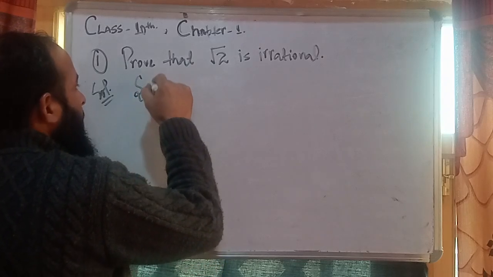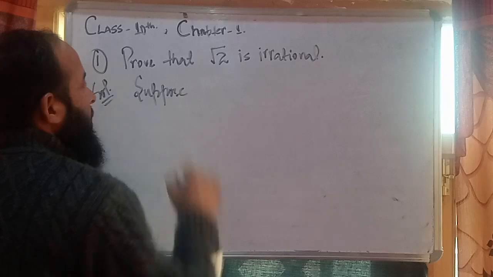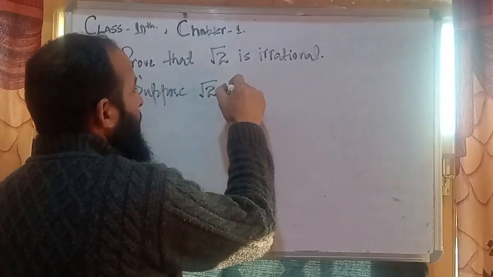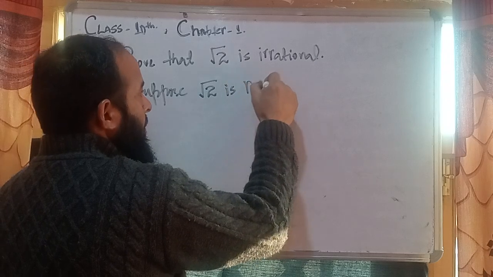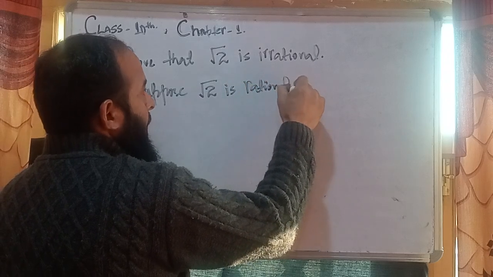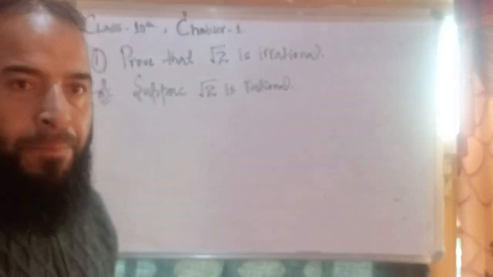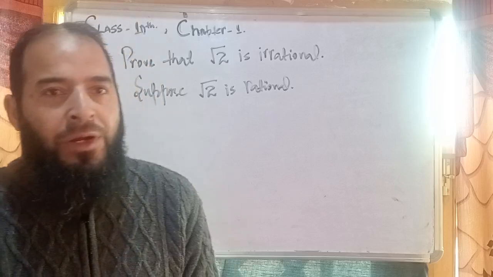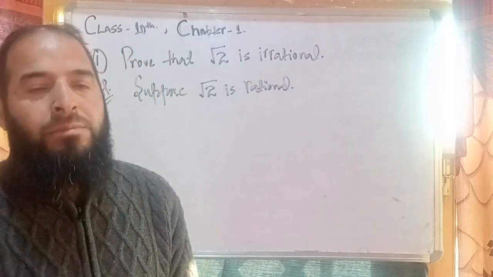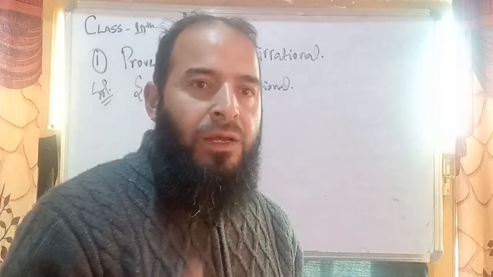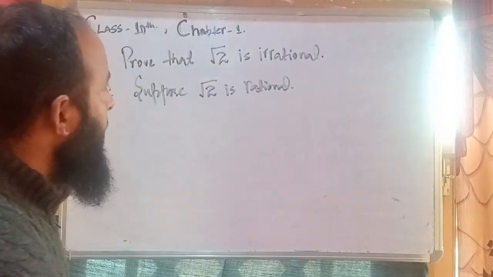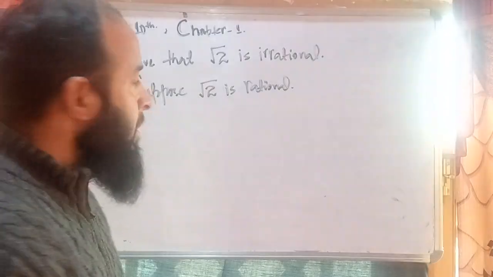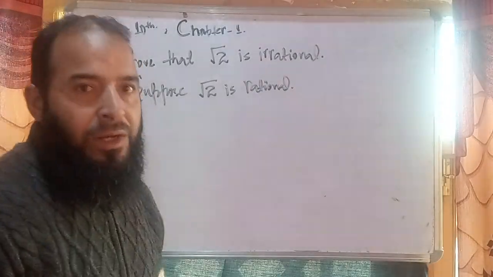Suppose this root 2 is rational. It is very important from the examination point of view. From today's lecture, one question will be asked in your examination: prove that root 2 is irrational. We will prove this by the contradiction method.